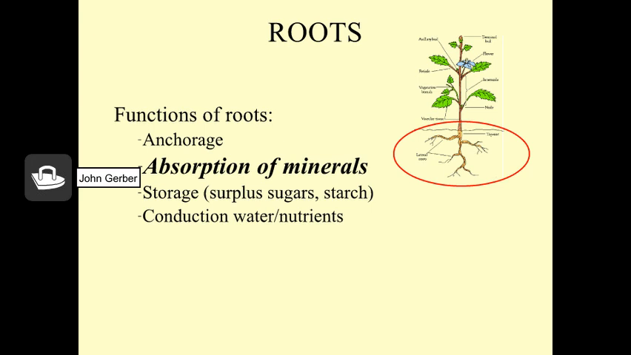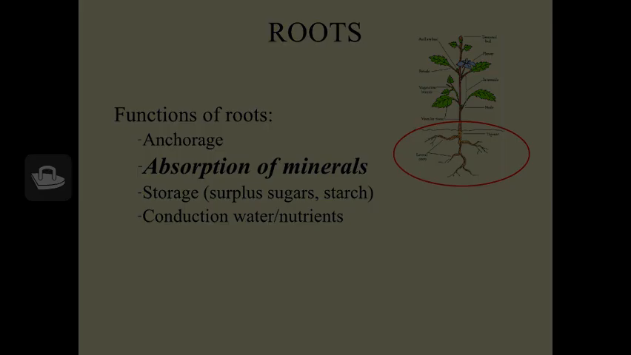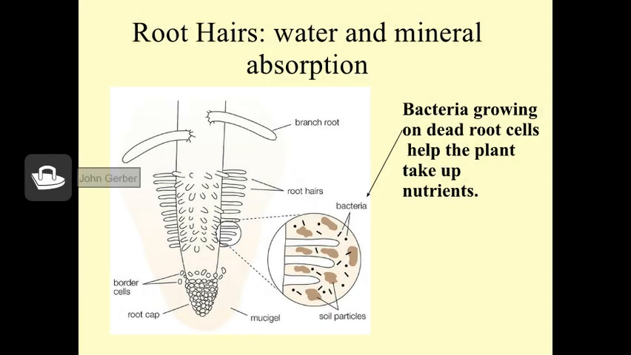Another way the roots are important to plants is absorption of minerals. The root hairs do most of the work absorbing water and nutrients, minerals. Bacteria growing on the dead cells around those root hairs can help make the soil more digestible. The bacteria get fed by the sugars in the dying root system, and the root gets a slimy covering which helps them grow down through the soil.